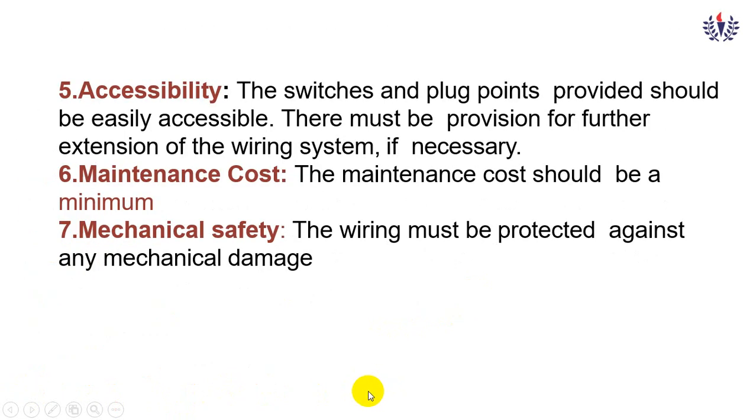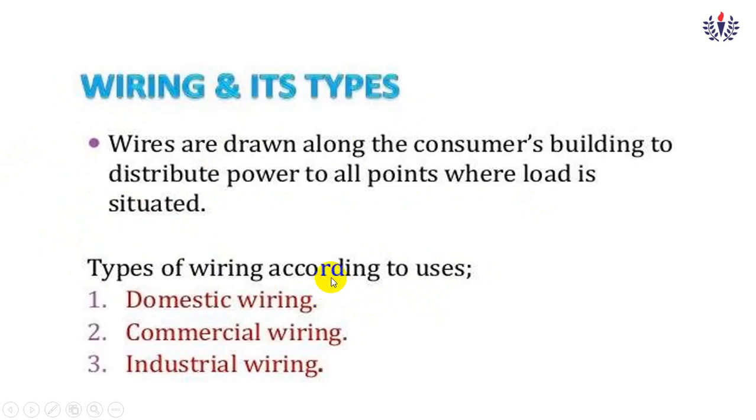And accessibility, the switches and plug points should be easily accessible. If you're entering into the room, at the entrance there should be the switches, not at the end or near the windows. So it should be easily accessible, and we have to design the wiring according to that. And the maintenance cost should be minimum. And it should be protected from mechanical damages also. So these are all the requirements for electrical wiring.